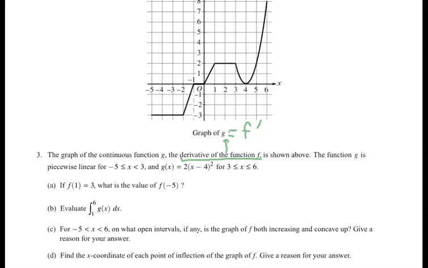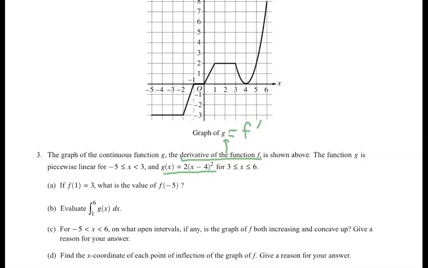For 3, the first problem is kind of a weird one because we have horizontal line segments all the way to 3, and then we have a parabola, and they give us the equation of the parabola. Something you must show is, it says this is the graph of g, the derivative of function f. So you must say that g equals f prime.